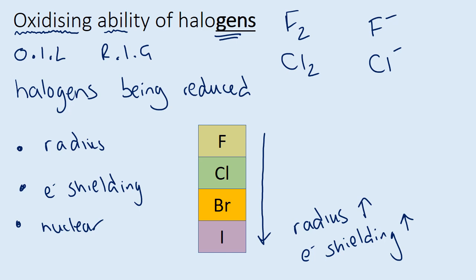So as we go down the group, their oxidizing ability decreases. Fluorine is the strongest oxidizing agent, or has the strongest oxidizing ability of all of the halogens. Second in that list would be chlorine, then bromine. So as we go down the group, their oxidizing ability decreases simply because they become less attractive to electrons.